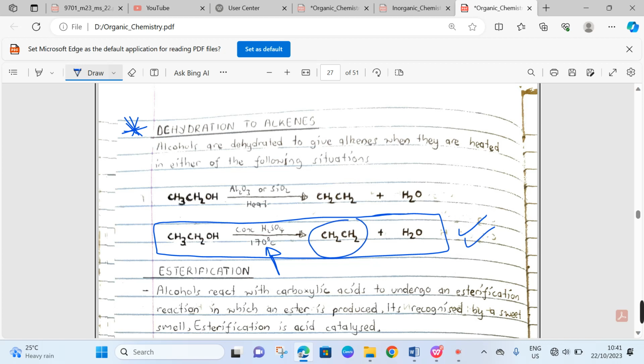Other conditions that can be used for dehydration of alcohols are heating the alcohol in the presence of aluminum oxide or silicon dioxide to produce the alkene and water.